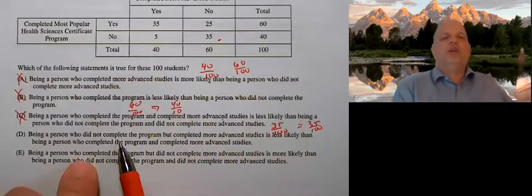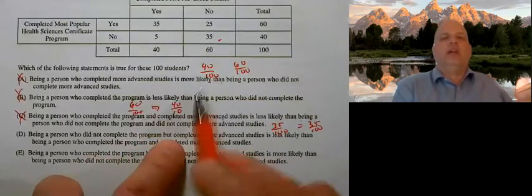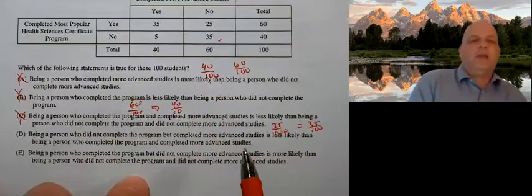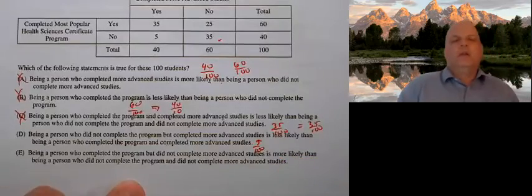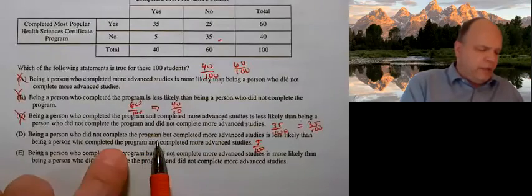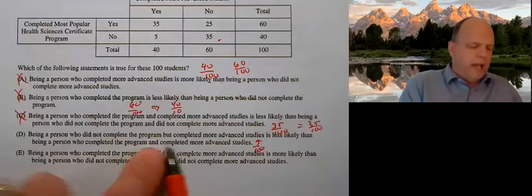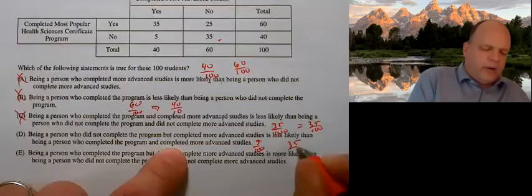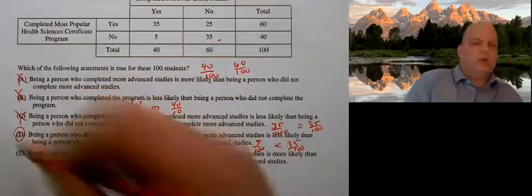Being a person who did not complete the program but completed more advanced studies. So did not complete the program but completed more advanced studies is 5 out of 100. 5 out of 100 did that. And that is less likely than being a person who completed the program and completed more advanced studies. And that one is 35 out of 100. So obviously this is less, this is true, that's correct.